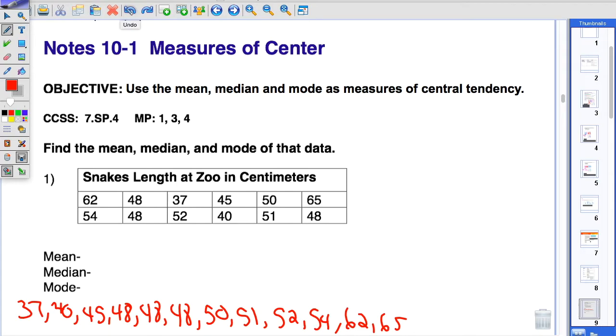Now, the easiest thing to find is the mode because you don't have to do any calculations. So you need to look to find which numbers repeat the most. And we have three 48s. So your mode is 48.